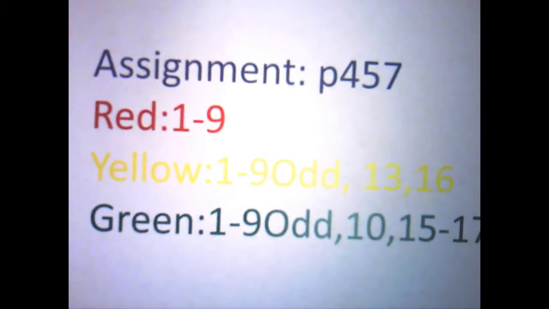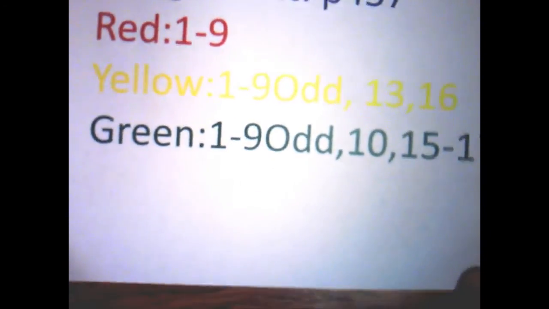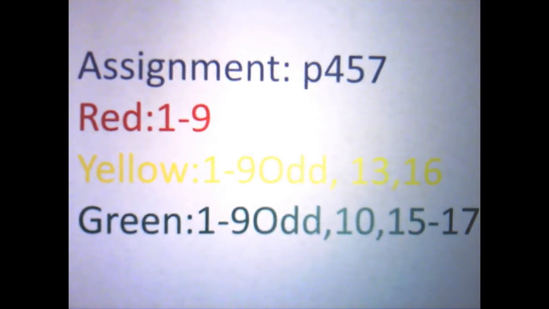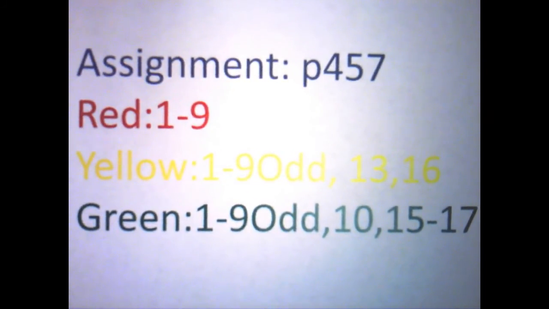All right, that's it for the lesson. Here is the assignment. Let's see if you can read that yellow. It's 1 through 9, odd, 13 and 16. 13 and 16 should be on eBackpack. But go ahead and get started.